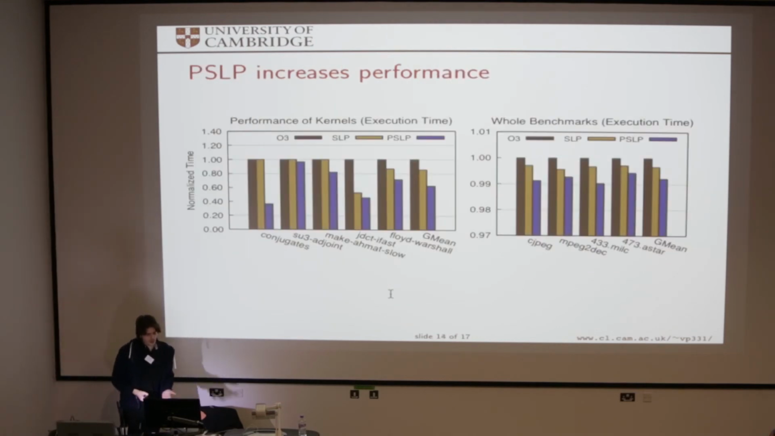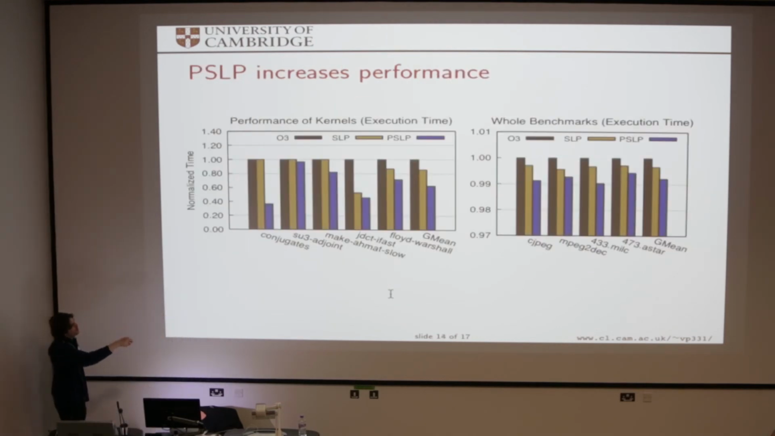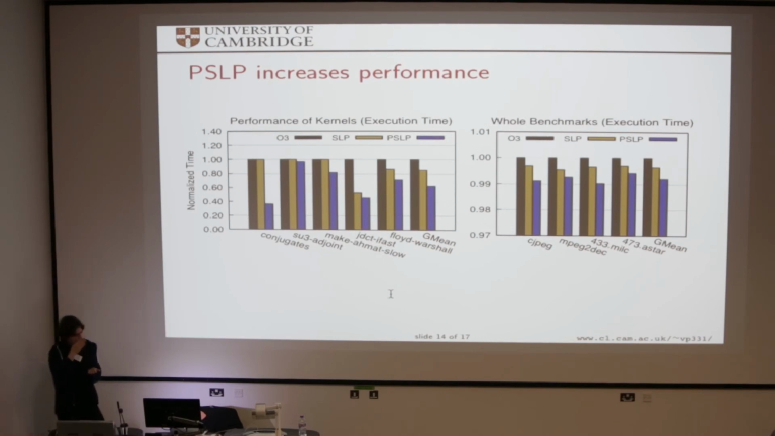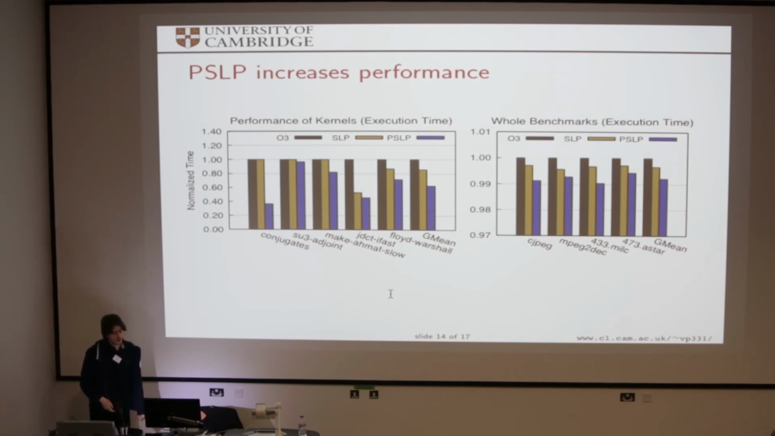Okay, so these are some performance numbers. On the left side we have kernels, on the right side we have full benchmarks. The kernels give you some insights of how this technique works. In several cases, PSLP is the only way to vectorize this code, and in some other cases, SLP goes until some point, reaches non-isomorphism and stops. So with PSLP, we make it go even further. This is what happens in these two cases. In the first three, SLP doesn't vectorize the code at all.